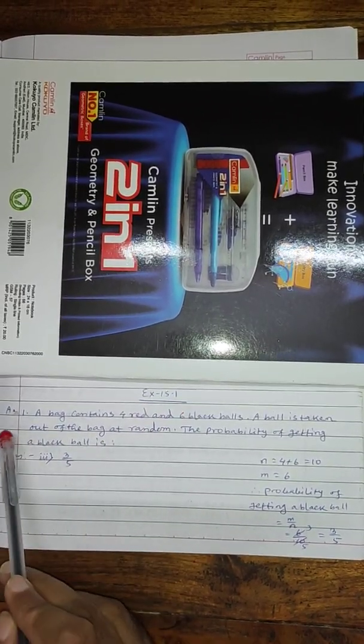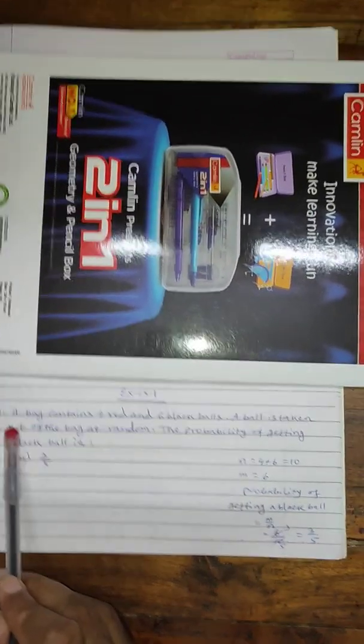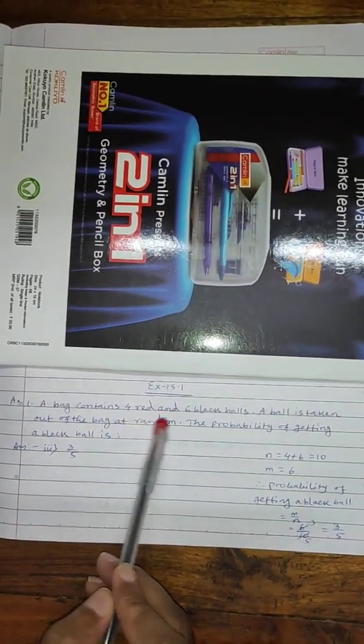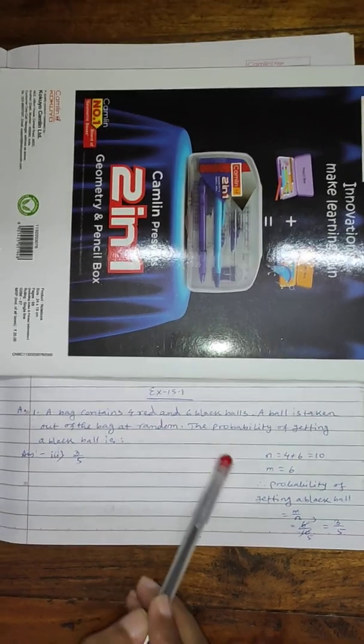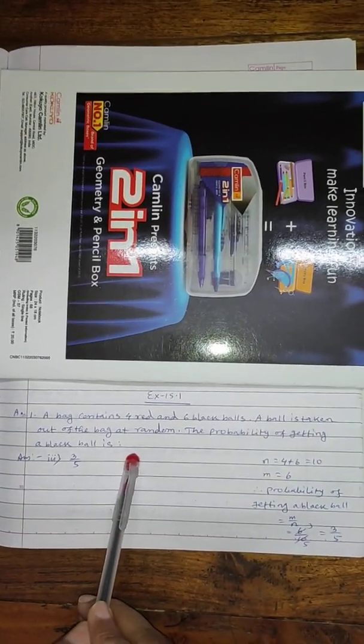Exercise 15.1. First question, question number A1, MCQ. A bag contains 4 red and 6 black balls. A ball is taken out of the bag at random. The probability of getting a black ball is how much?